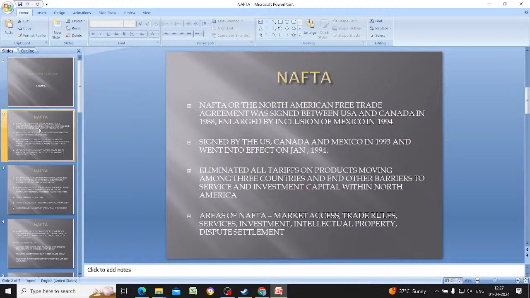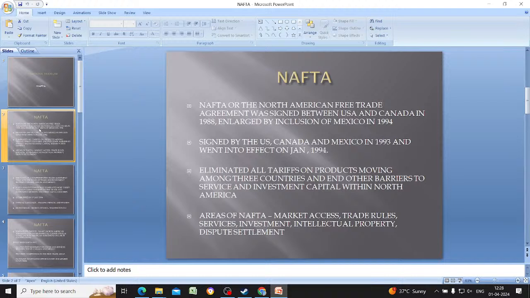Regarding NAFTA, the former US President Ronald Reagan was the person who came up with the concept of free trade in North America. He put that concept forward during his presidential campaign in 1989. After his initiation, NAFTA came about, and Mexico, Canada, and the US were the parties. It was signed by the US, Canada, and Mexico in 1993 and went into effect in January 1994.